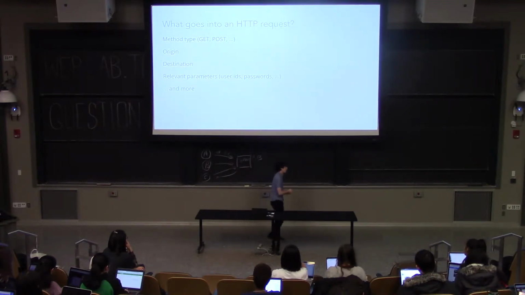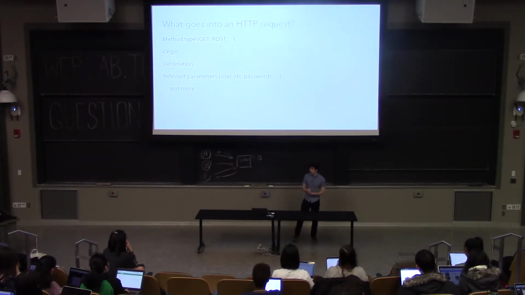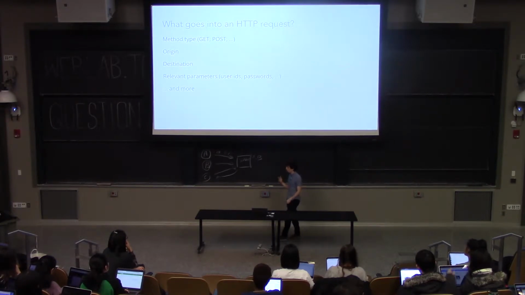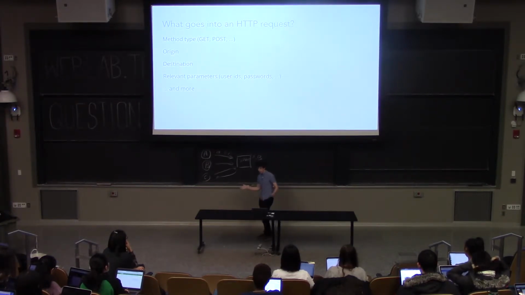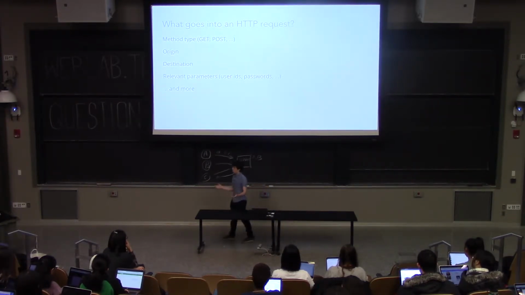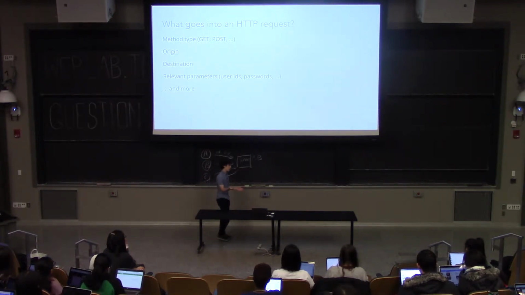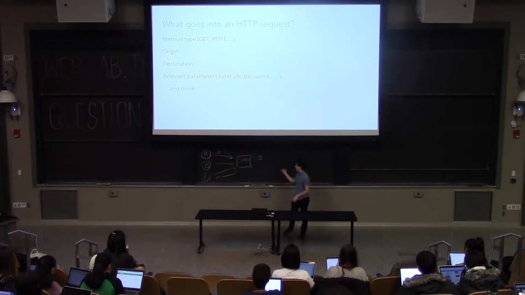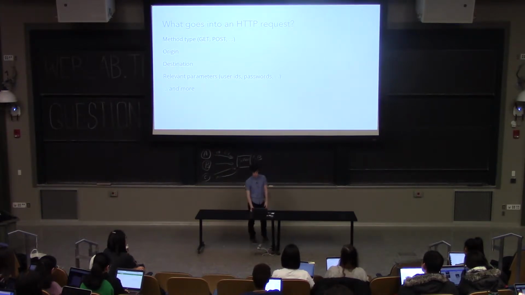So, what goes into an HTTP request? Clearly you're going to have to indicate what type of request you're sending, so get or post. Your origin, where are you coming from? Your destination, catbook.com, google.com. And relevant parameters. Sometimes say you want to get all the posts done by person A, and that's it. Well, then maybe you have to encode and add some information into your request. So those are relevant parameters.